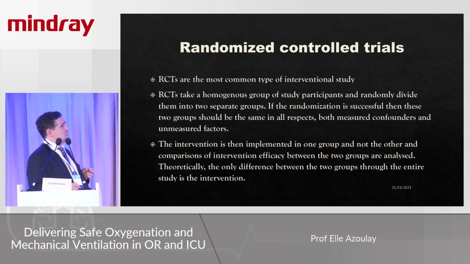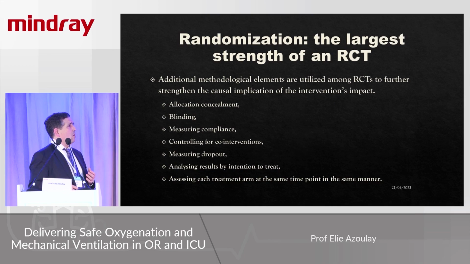Now, all of you know very well the randomized controlled trial. We take one group and split it in two, sometimes three, sometimes four, and we are going to have different interventions in the different groups. The different interventions in the different groups make the trial controlled, because you have a control group for every intervention, and you have a randomization.